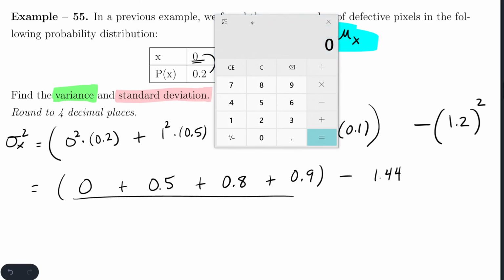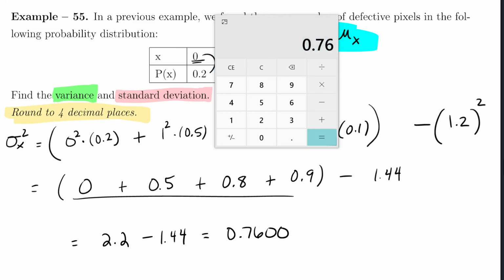Okay. Next, let's add these up. 0 plus 0.5 plus 0.8 plus 0.9, and that gets us 2.2. That's the sum of the x squareds times the probability, minus the mu sub x squared of 1.44, and we get a variance of 0.76. So here we were asked to round to 4 decimal places, so we'll type 0.7600, and that's what we'll label as our variance.